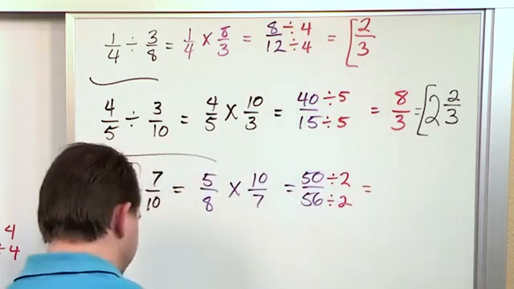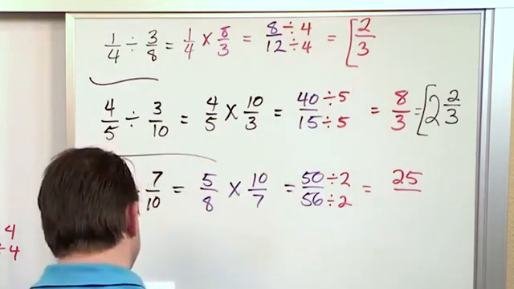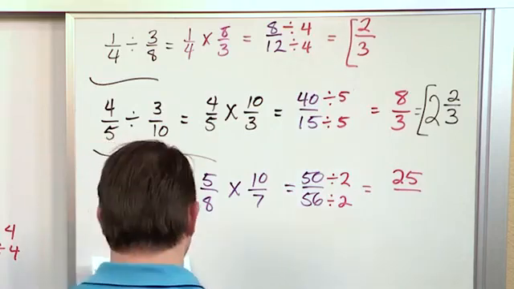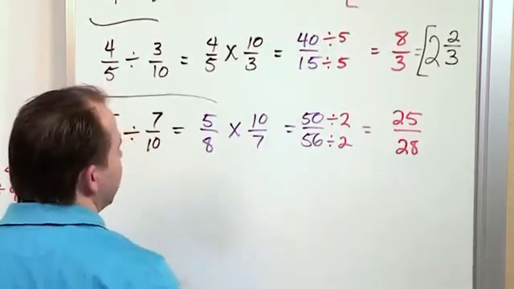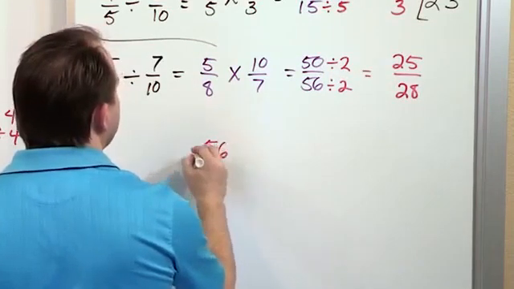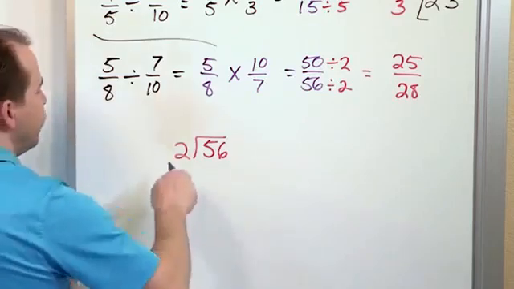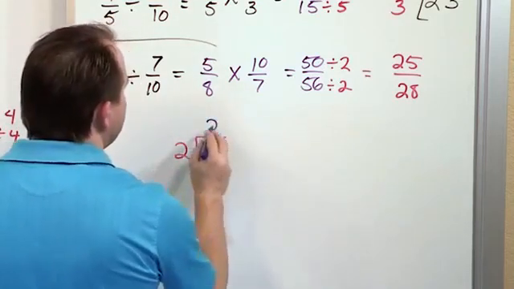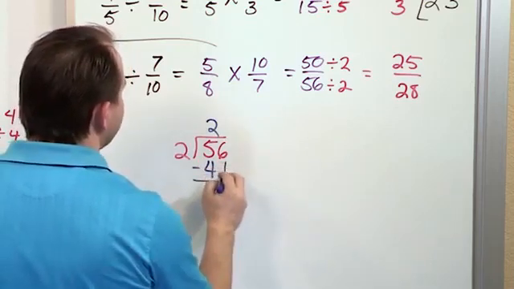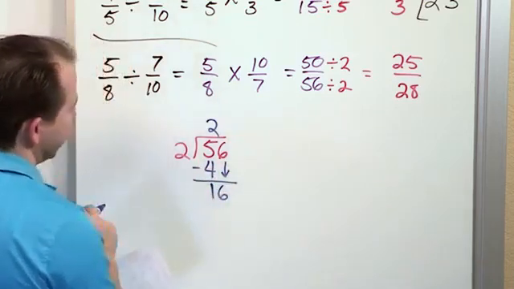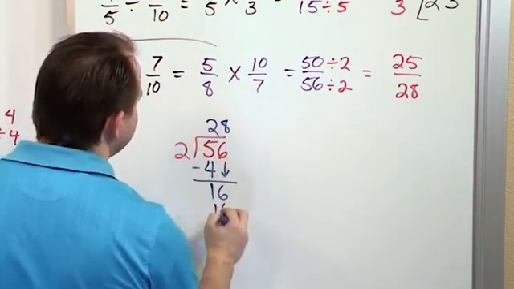So 50 divided by 2 is 25, and 56 divided by 2 is going to give you 28. And if you're not sure that 56 divided by 2 is 28, you can just do it off to the side. 56 divided by 2, 2 will go into 5 2 whole times, because 2 times 2 is 4. When we subtract, you get a 1. Then you'll drag that 6 down, giving you 16. 2 goes into 16 8 times, because 8 times 2 is 16.